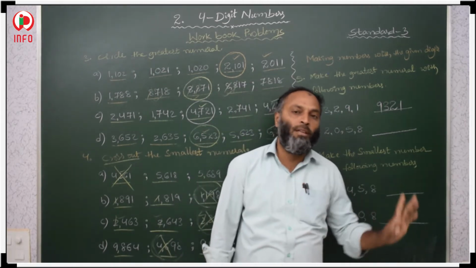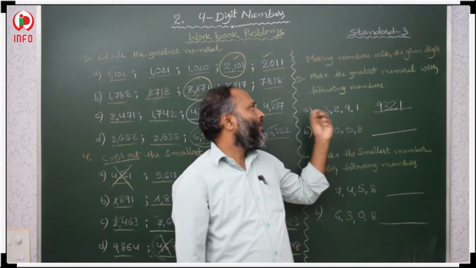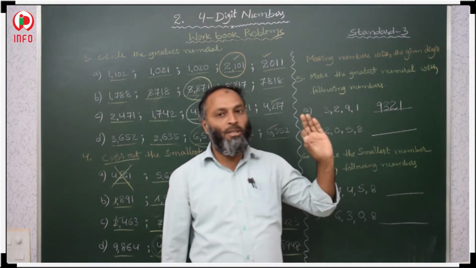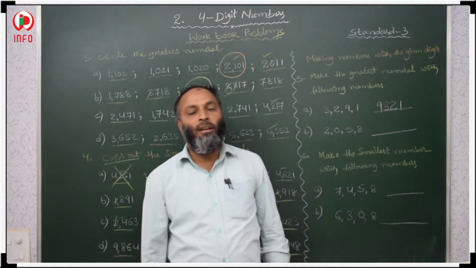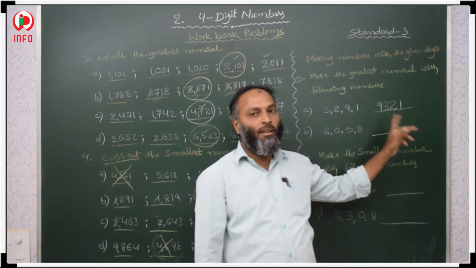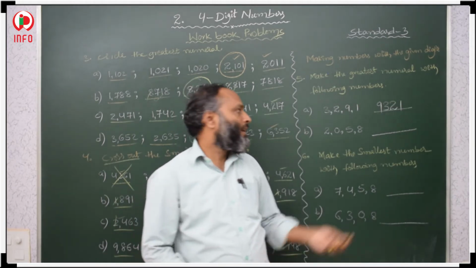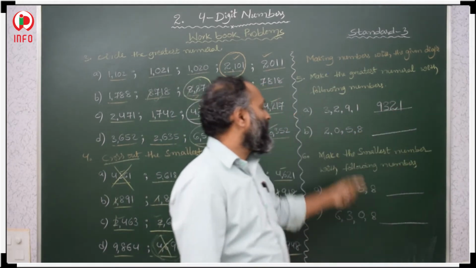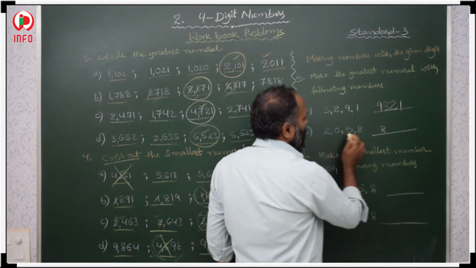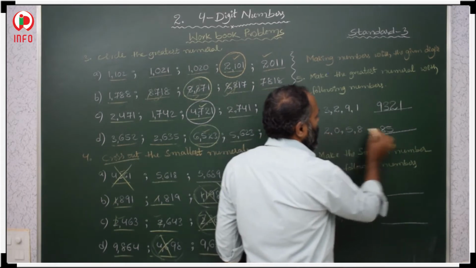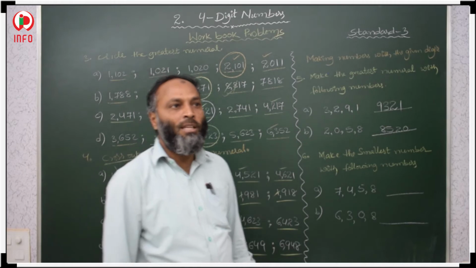That simple method is there. What is that simple method? Whatever digits are given here, what is the greatest numeral with the following numbers? We have to arrange the given digits in descending order, decreasing order. 9, 3, 2 in descending order. Then you will get the greater number. In the same way this one also. First 8, then 5, then 2, then 0. This number will form. So we just have to arrange in descending order.